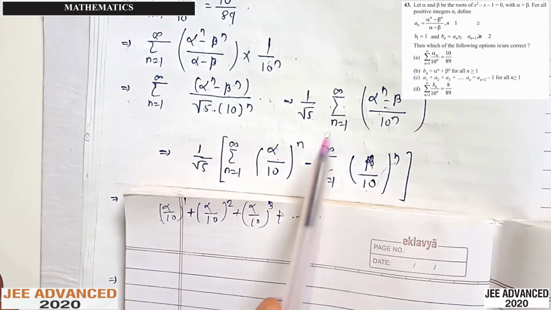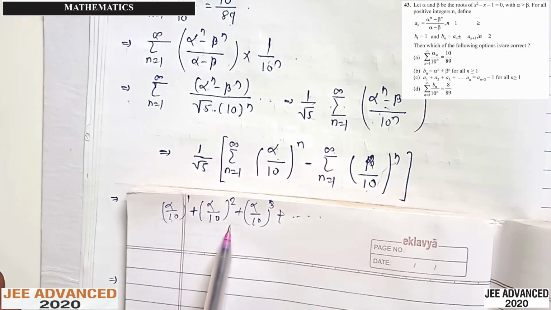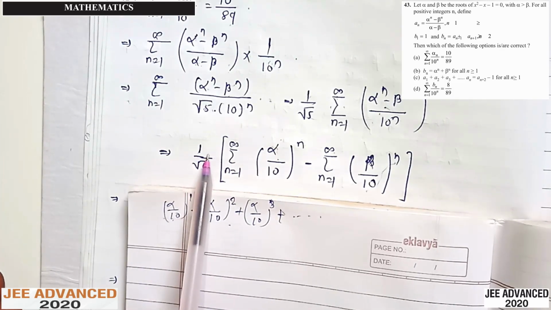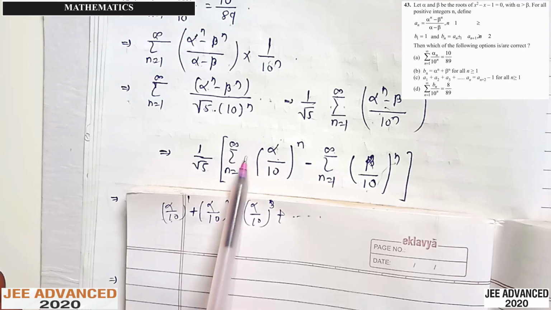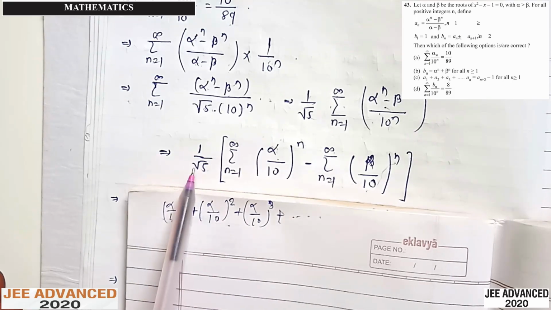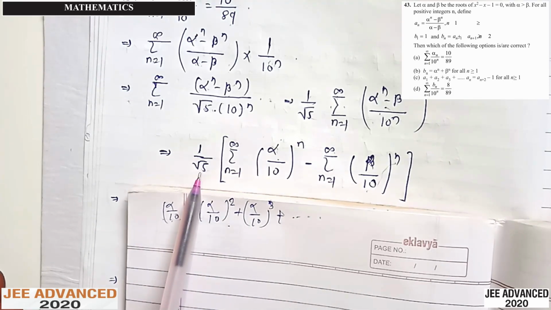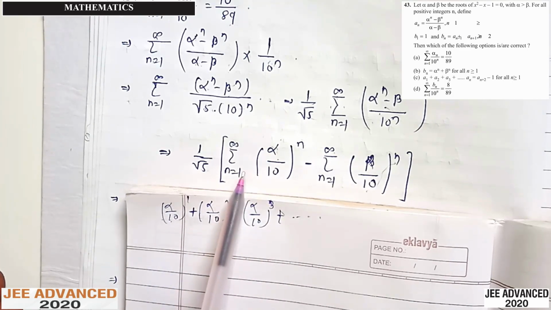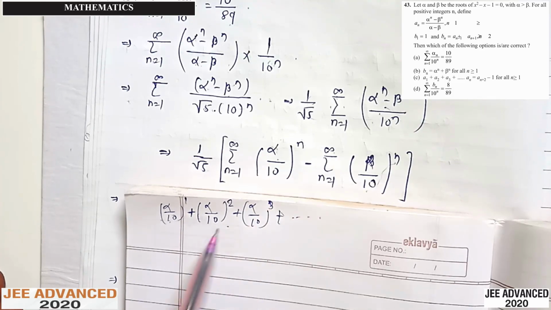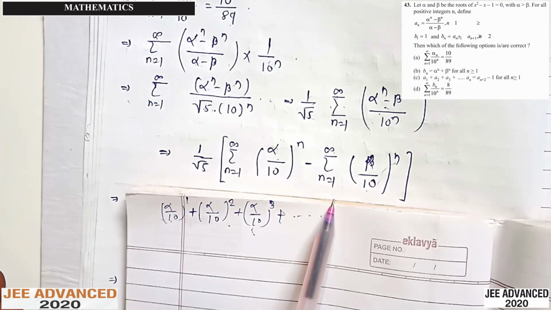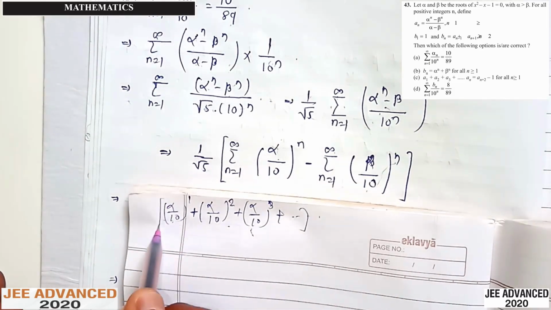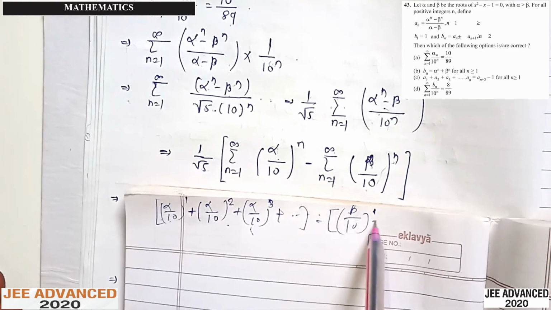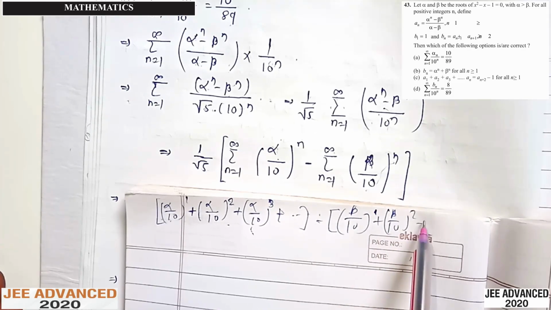So for this term I have written it this way. 1 by root 5, keep it outside, don't take it right now, because we have to simplify this term first, then we'll multiply by 1 by root 5. So first of all simplify this one. n running from 1 to infinity, alpha by 10 raised to n, I expanded this way. Similarly you can expand the further term also: minus beta by 10 raised to 1 plus beta by 10 raised to 2 plus so on.